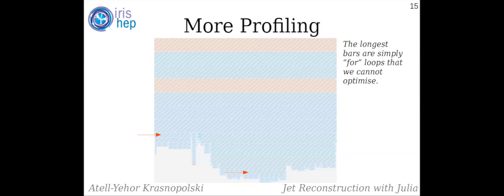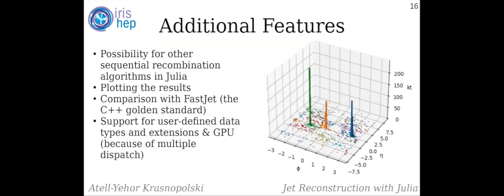The longest bars in this plot, which works exactly the same as the previous profiling one, which I outlined with these red arrows, are just for loops, and we can't optimize for loops. They're implemented once in the core of the language, and you can't really change them. Everything else is also pretty solid and static. Everything else is just computing distances, and we compute them only once for each particle, so there are no anomalies here. It's probably the limit of Julia, but there are actually good parts about that.